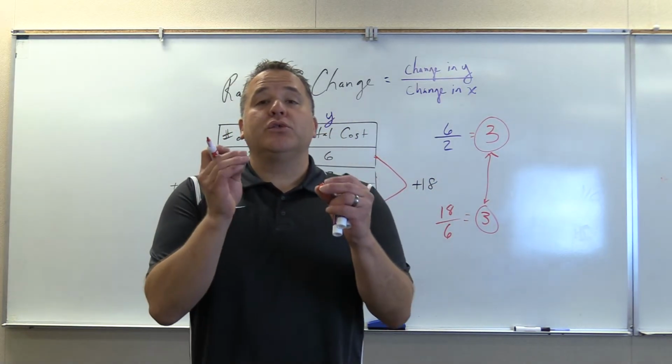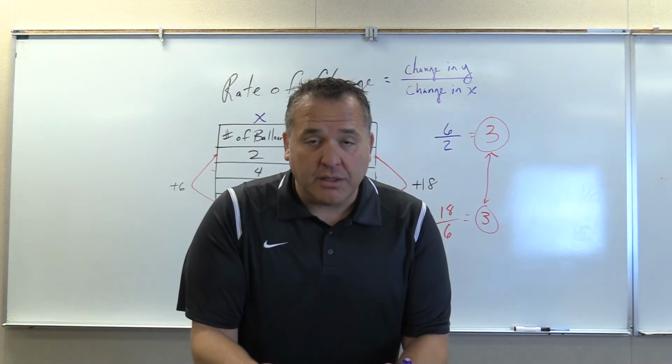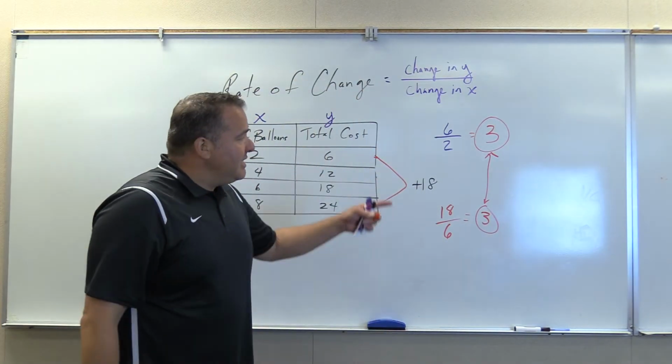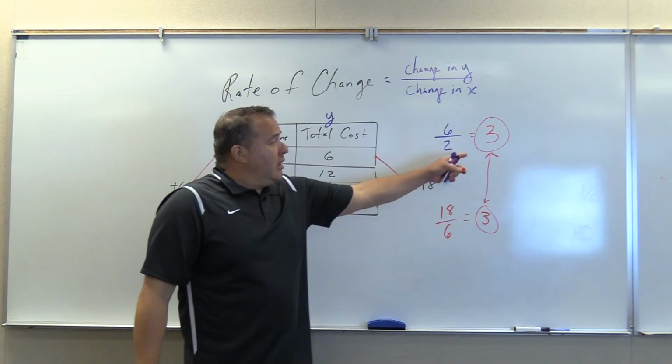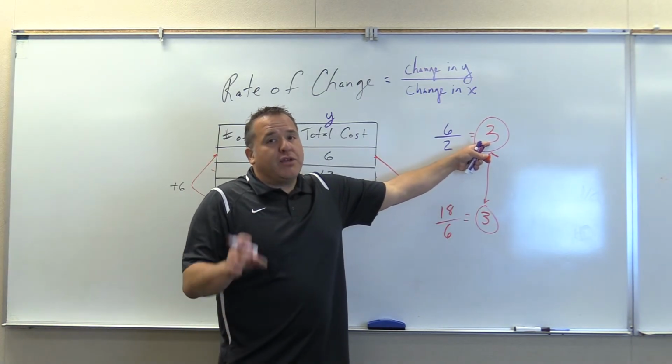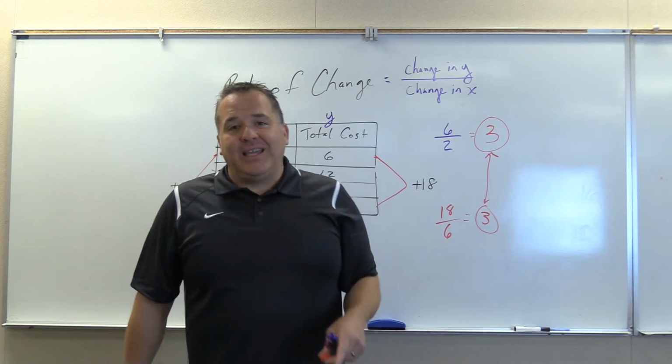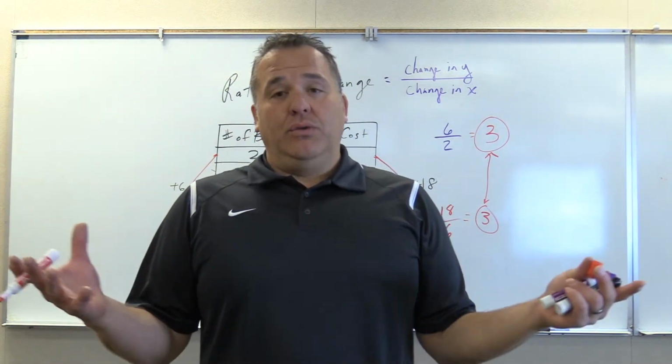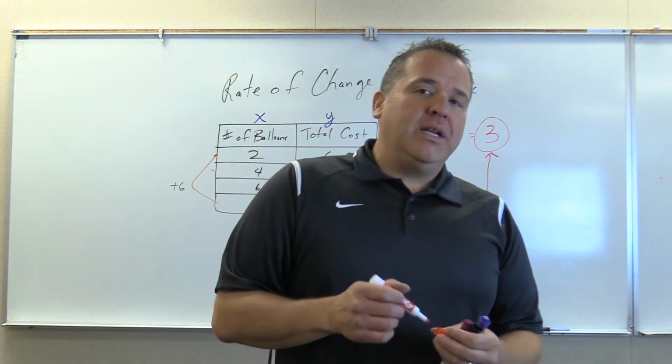Now, if you look, these two numbers are going to be exactly the same. Why is that? Because the rate of change is constant. Okay? What this means is each balloon costs $3. So no matter how many balloons you buy, you're going to multiply by 3 to get the cost of balloons. Okay? Now that's one example.